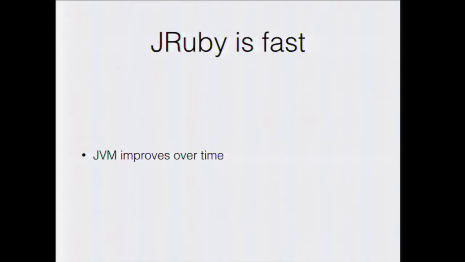But another reason that JRuby can be fast is the faster and more mature garbage collectors. I use the word collectors, plural, because the OpenJDK, which is the reference implementation of the specification, has more than one garbage collector: generational ones and the newer G1 collector and so on. If one doesn't work for you, you can try using other garbage collectors.